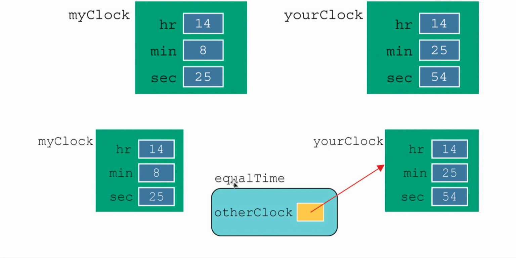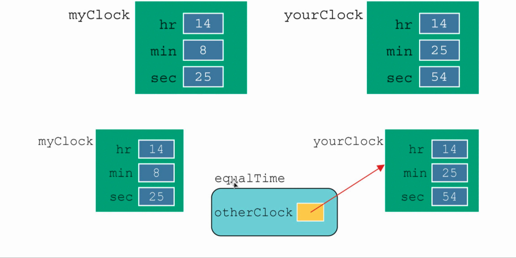The member variables hour, minute, and second of otherClock have values which are 14, 25, and 54 respectively. In other words, when the body of the function equalTime executes, the value of otherClock.hour is 14, the value of otherClock.minute is 25, and the value of otherClock.second is 54. The function equalTime is a member of myClock. When the function equalTime executes, then the variables hour, minute, and second in the body of function equalTime are member variables of object myClock.